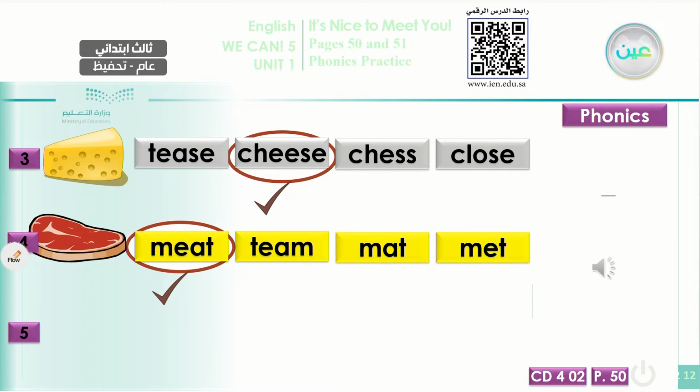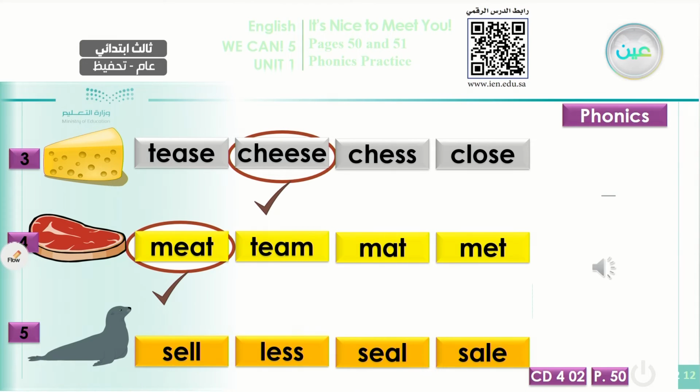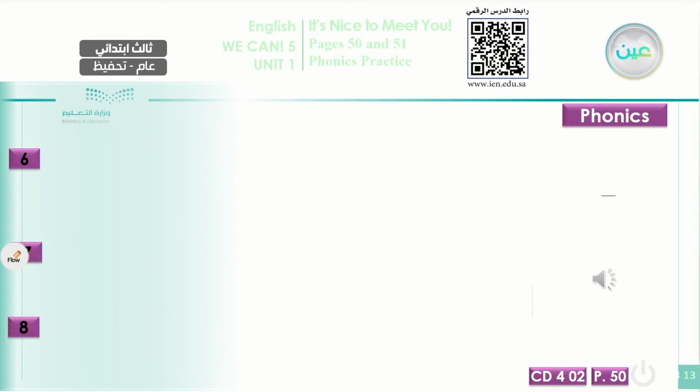We spell meat as M-E-A-T. The next is a seal. This is a seal. How do you spell seal? Is it the first, the second, the third, or the fourth? It is the third one. Excellent. So this is how we spell seal. This animal is called a seal.